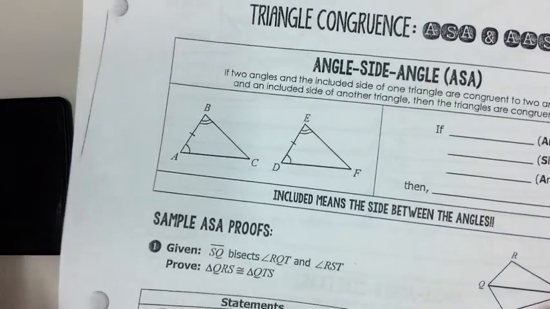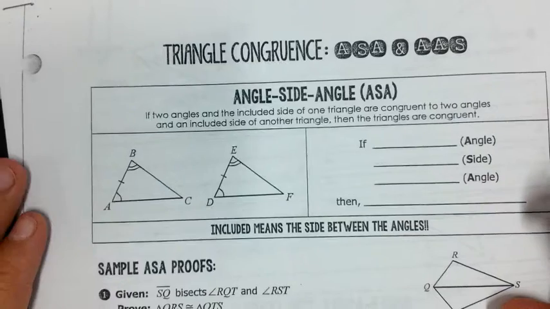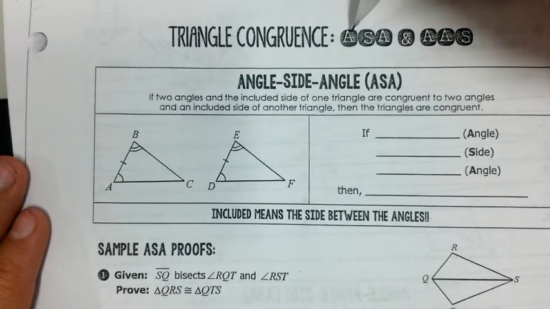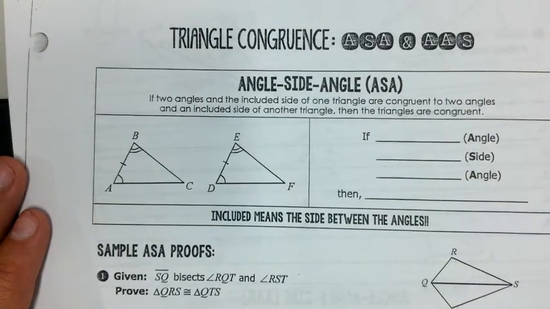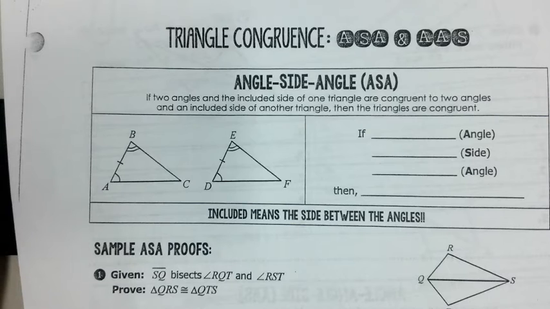Hey everybody, we're going to take some notes on triangle congruency. I'm focusing on angle side angle and angle angle side. So they're just two of the other types of ways triangles can be congruent. So just like always, we need to fill in the notes.